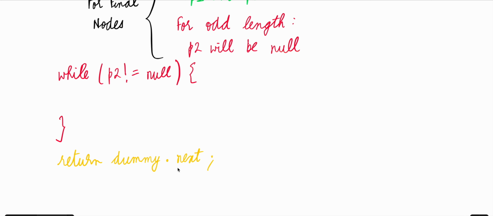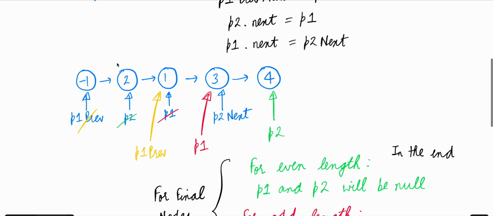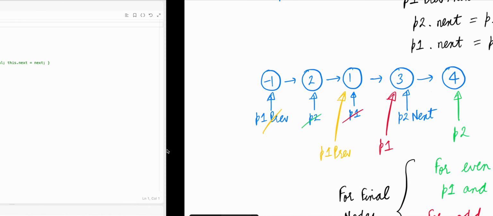We are returning dummy.next because the head of the linked list is going to change. So here, as you can see, the new head is node 2, and dummy.next will always give me the head of the modified linked list. So I hope this made sense, and now let's have a look at the code implementation.